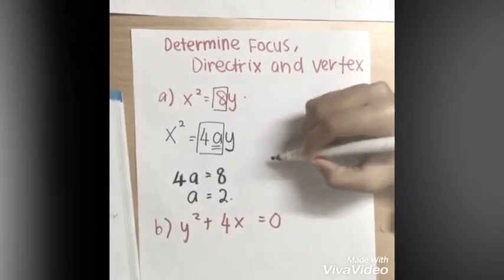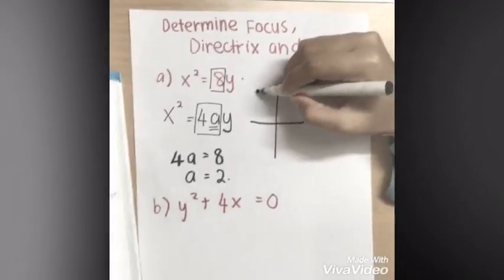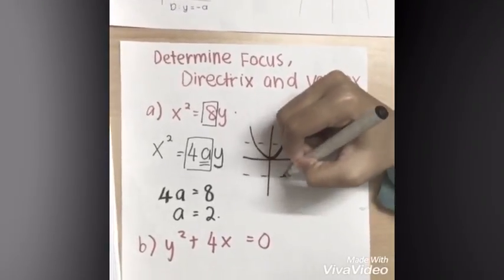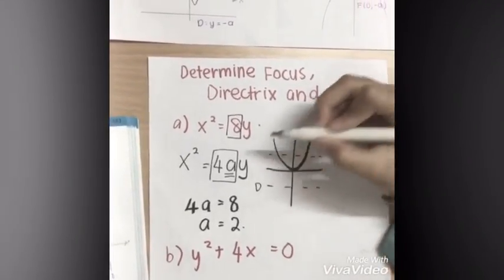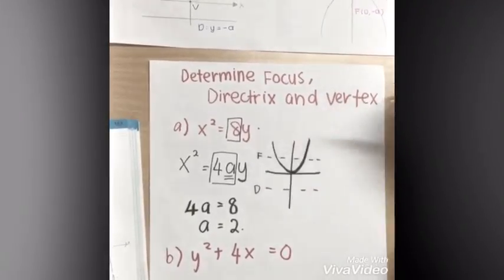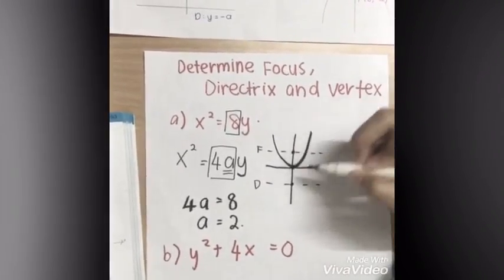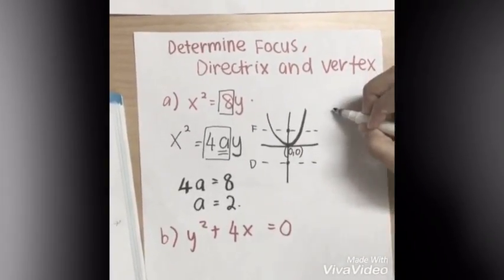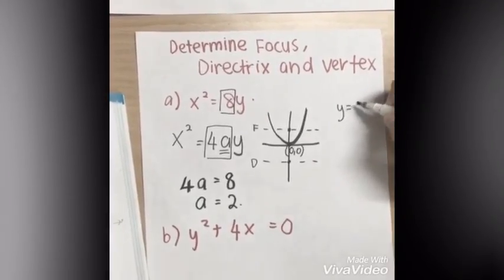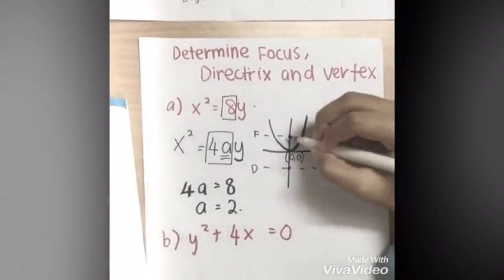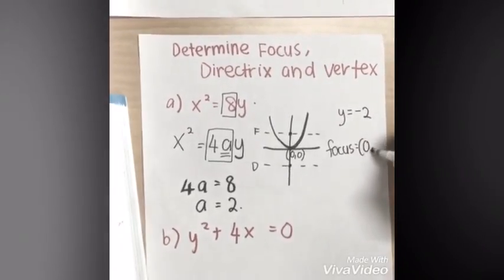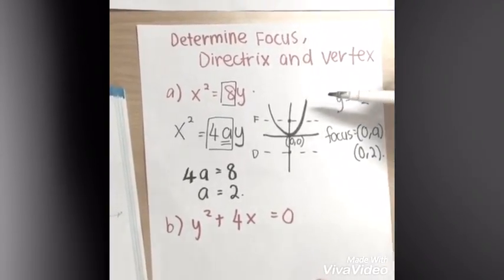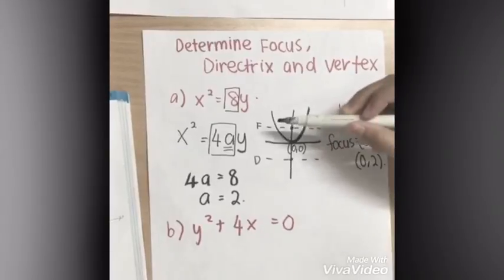This is equal to this graph, the open up graph. We have three lines here: this is the directrix, and this is the focus. Here is the vertex. The vertex is (0, 0). So, we know that the directrix is y equals negative 2, while the focus is (0, a), which means (0, 2). The axis of symmetry is the y-axis, and the parabola opens upward.